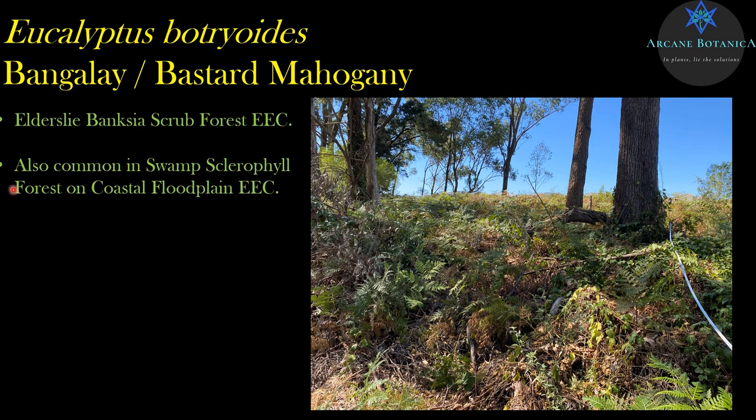And as I said, it's also common in the swamp sclerophyll coastal floodplain EEC. A lot of beaches, a lot of rivers enter the ocean nearby, like Kurnell. If you can get a lot of swamp sclerophyll forest, you'll get a lot of Eucalyptus botryoides. You've probably been to a lot of campsites in New South Wales close to the ocean or close to a water body.